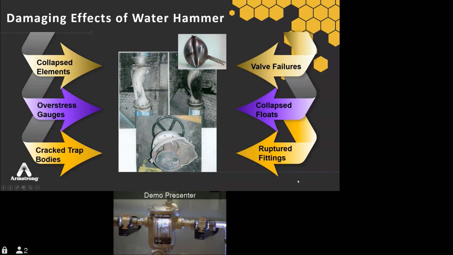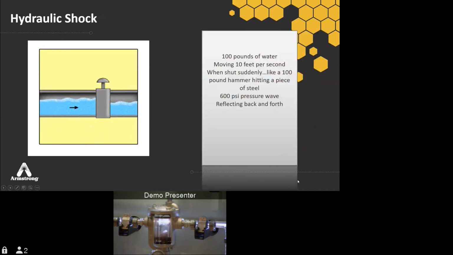And beyond that, it's also a big safety concern as well. If you have a steam explosion, you could have debris blown across a room that could hit someone. You've also got potentially live steam blowing out. So it's a big safety issue. You don't want to leave it unchecked. So we're going to go through the three types of water hammer, and we'll start with hydraulic shock.